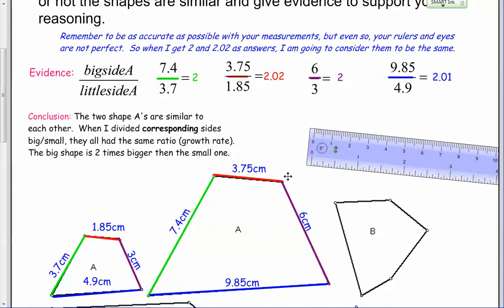So I'm going to take my big red measurement and my little red measurement, divide them, and I got 2.02. Take my big purple measurement, my little purple measurement, divide them, I got 2, and do the same thing with blue. Big blue measurement, little blue measurement, divide them, and I got 2.01. Our goal is for all these things to be the same. If my shapes are similar, then everything will grow at the same rate.